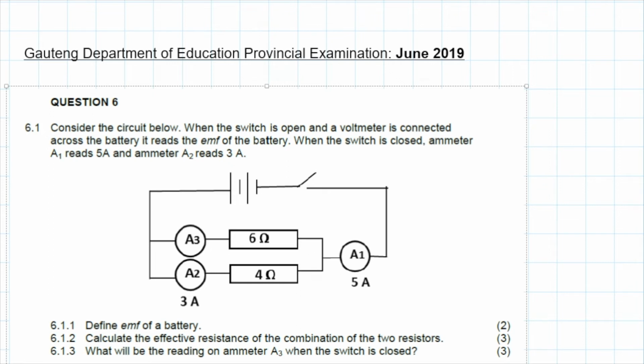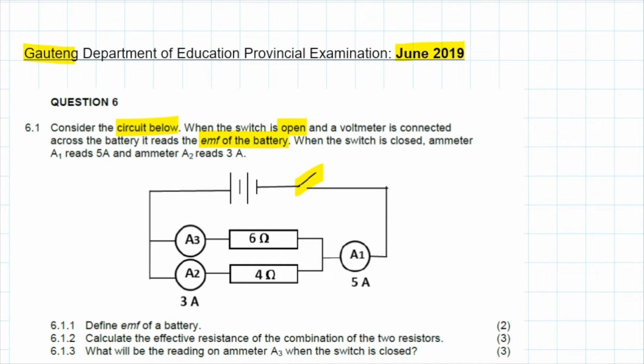In this video we're going to be looking at a question from the Gauteng Department of Education's provincial exam that was written in June 2019. This question says, consider the circuit below. When the switch is open and the voltmeter is connected across the battery, it reads the EMF of the battery. As you can see over here, the switch is open.